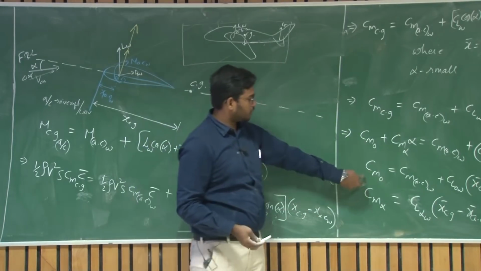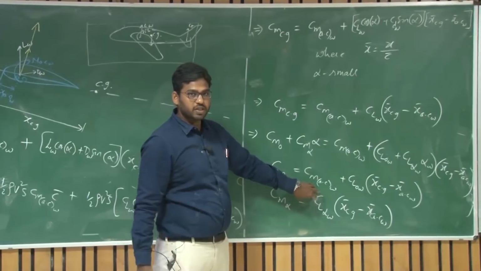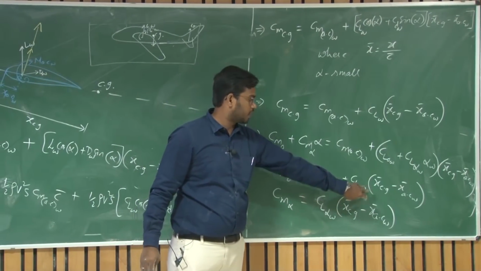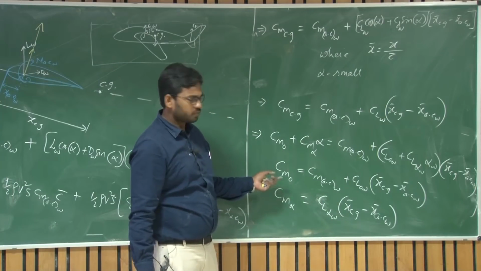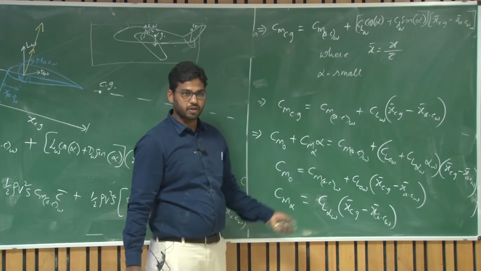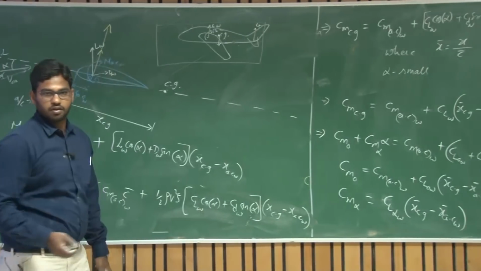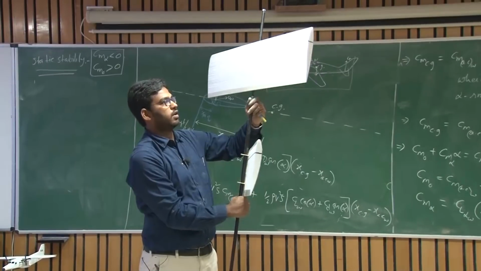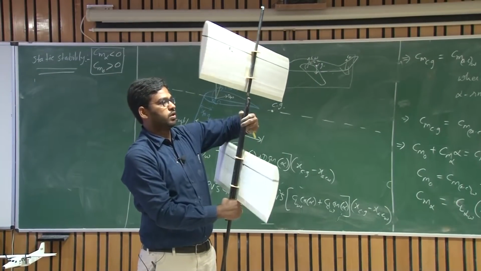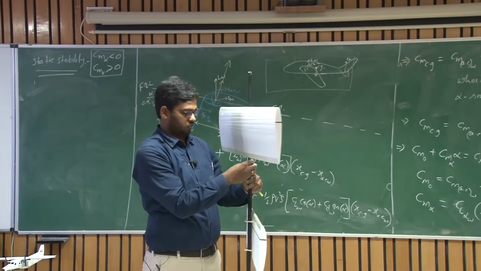So this Cm naught depends upon the Cm AC of the wing plus CL naught of the wing into x bar CG minus x bar AC. If this has to be positive, let us look at what Cm AC of the wing is. If I take a symmetric wing, the bottom one is a cambered wing and the top one is a symmetric wing.